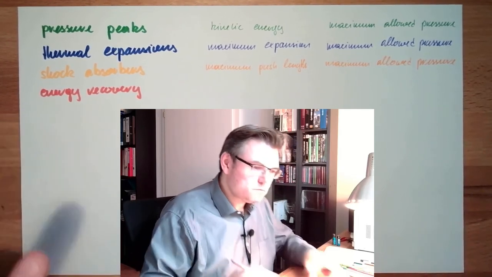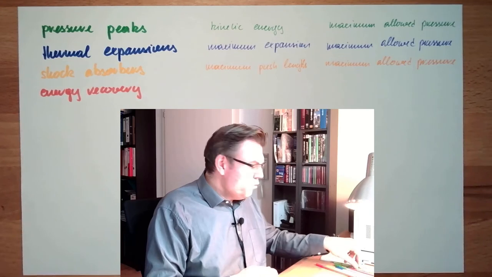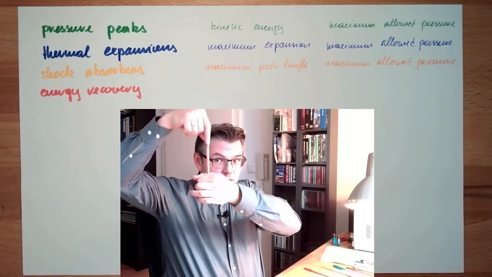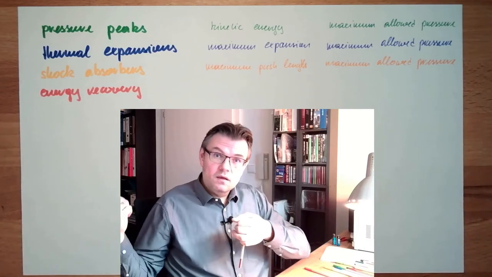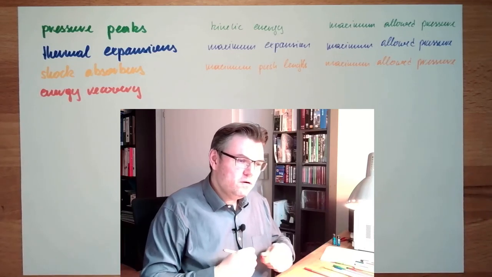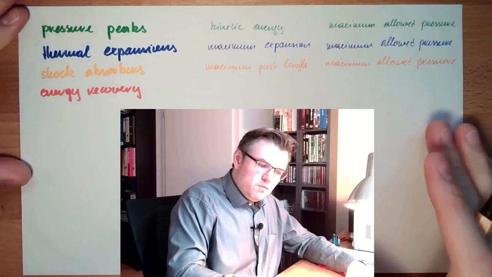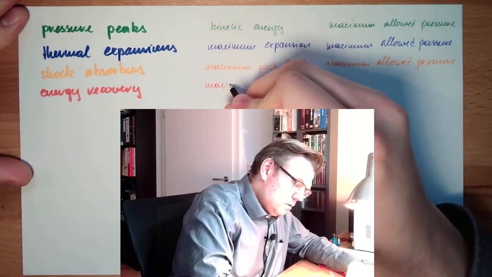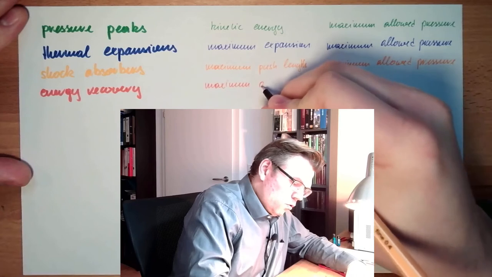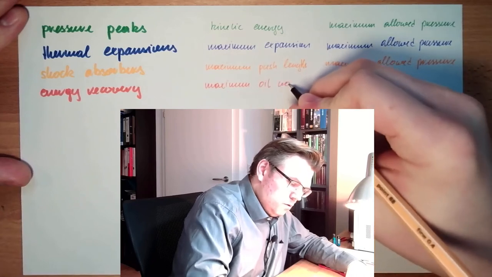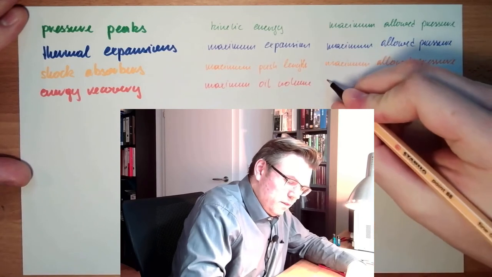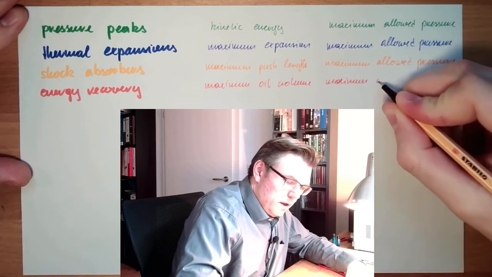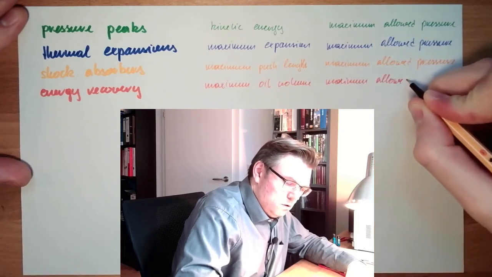So here we're talking about the maximum oil volume which might get pushed into the accumulator. And of course, again, the maximum allowed pressure. So we have the maximum oil volume and the maximum allowed pressure.